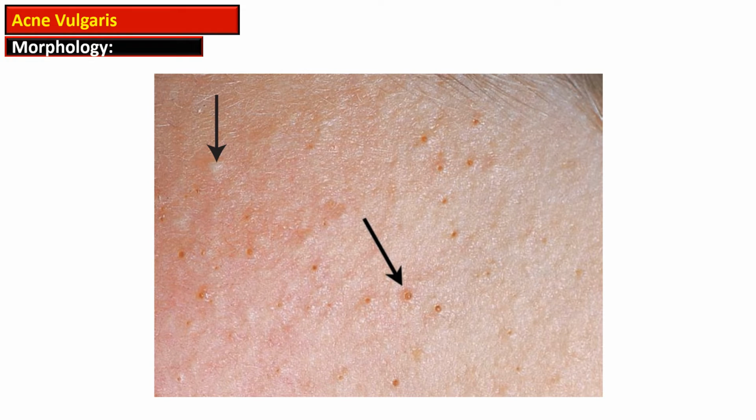Here, the upper arrow is showing a white head or closed comedone. This is due to a small ostia, and the lower arrow is pointing toward an open comedone or blackhead. This black color is due to oxidation of melanin pigment and not due to dirt. And this ostium is larger than that of whitehead.